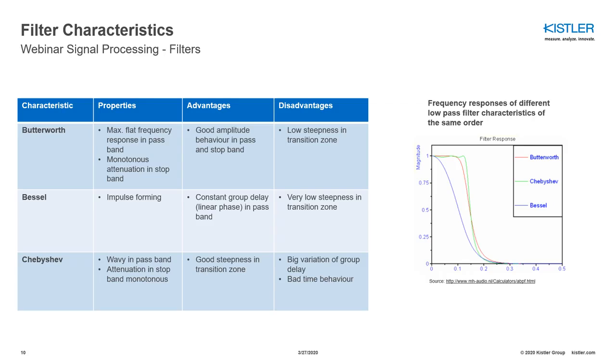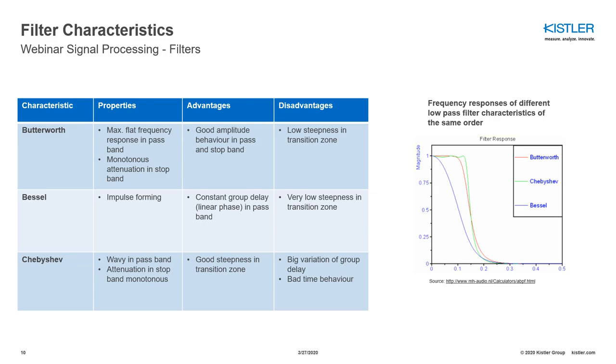When talking about filters, we have to be aware that we not only distinguish between different filter types like low-pass filter, high-pass filter, band-pass and band-stop filter, we also distinguish within the same filter type between different filter characteristics. The most important characteristics are the Butterworth, Bessel and Chebyshev characteristic. On the right side of this slide, you see the frequency response of different low-pass filter characteristics of the same order. So now we are going to compare the different filter characteristics. In the end, it really depends on the application requirements which characteristic is the most suitable.